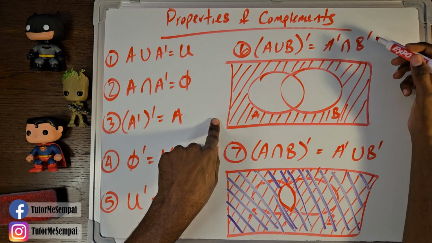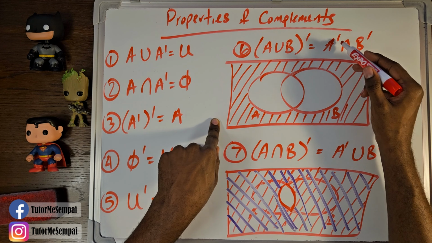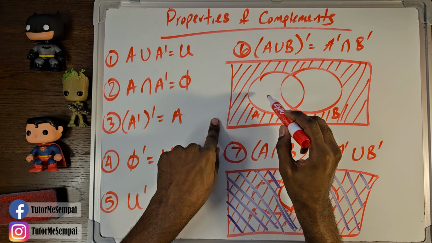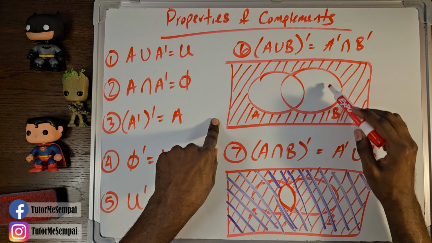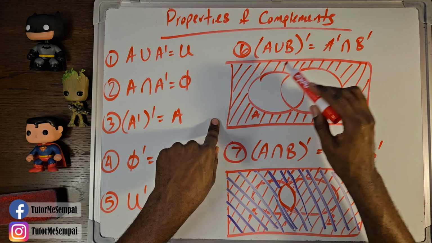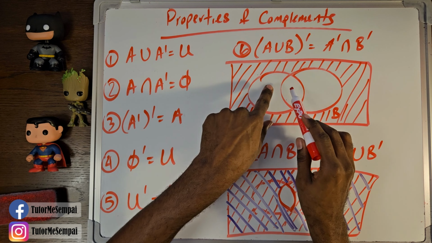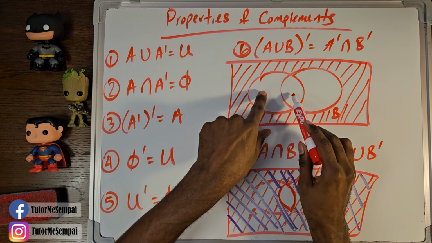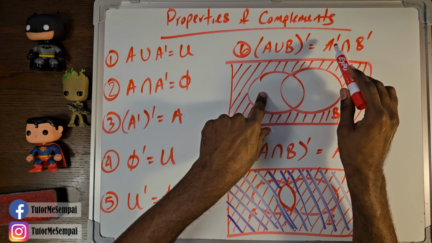Now let's look at this. A complement. That's going to be everything that's not in A. So that includes all of this, right? All of this B here and everything outside. The only thing that's going to be left blank is going to be this here, and this here. That's when you look at this A complement.